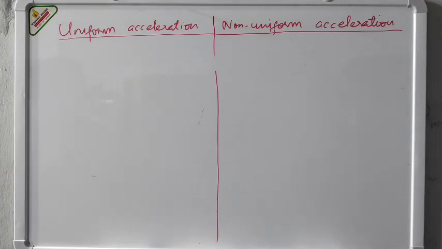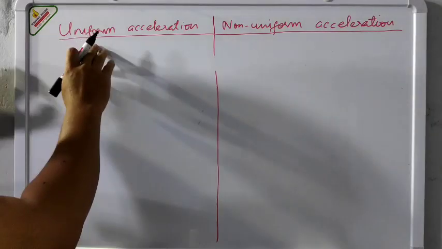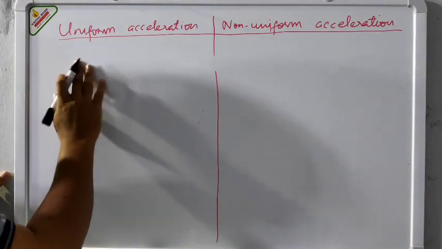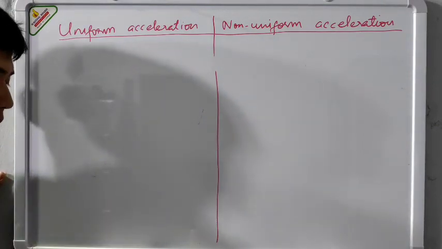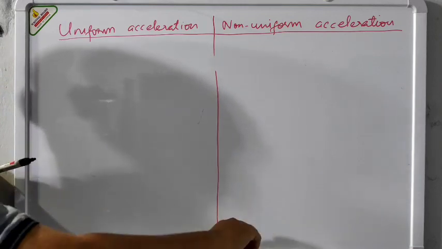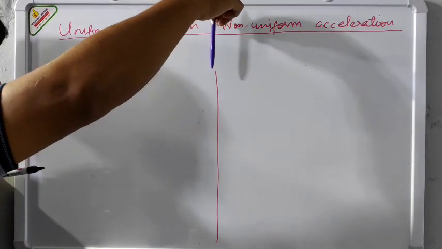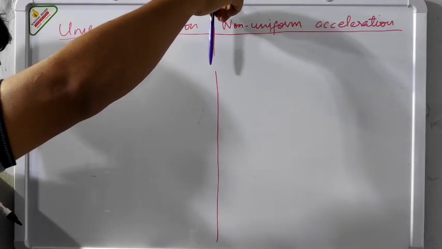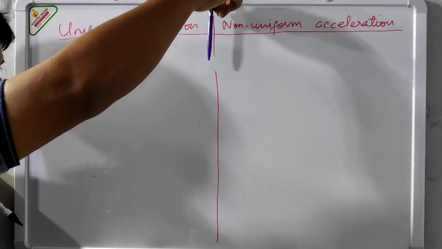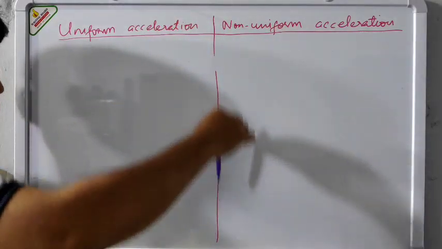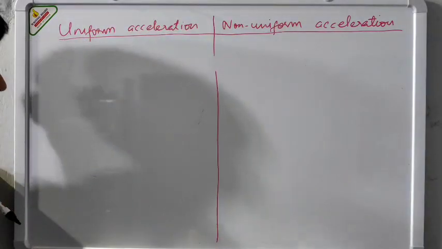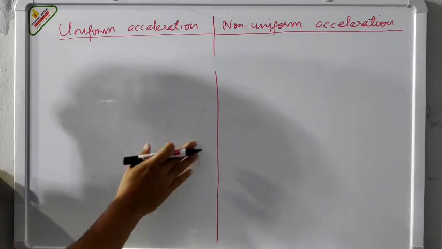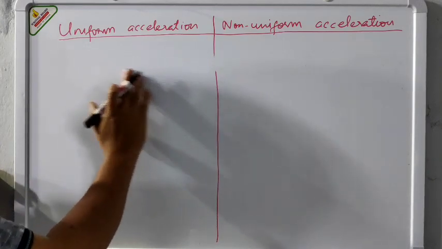Now let me give you one example each for uniform acceleration and non-uniform acceleration. For uniform acceleration, let us consider a free-falling object. When we drop a pen, it starts from rest. The velocity increases on the way down. It hits the ground with maximum velocity. So the acceleration produced in such a motion is uniform.